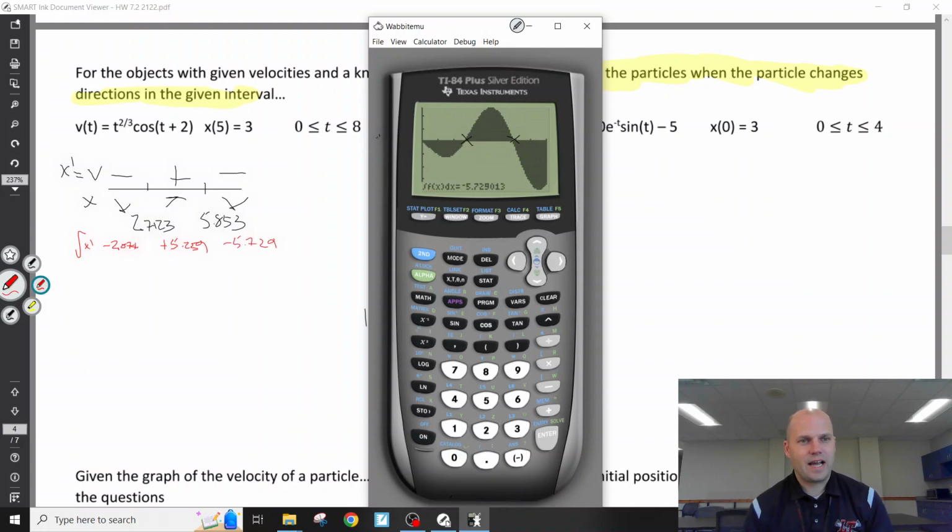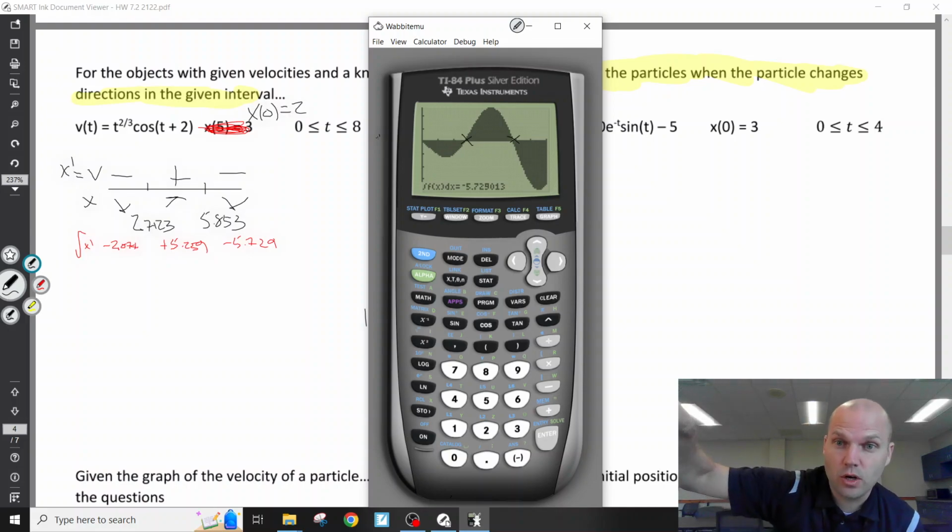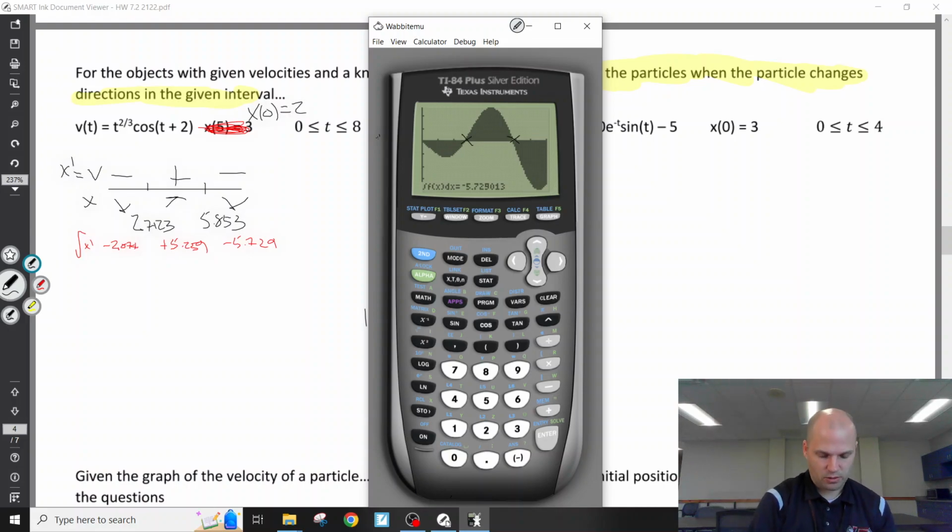Now, I don't like how I gave you x of 5. On your homework for next class, I usually gave you something else, like x of 0 is 2. Which I do on the one on the right, so we'll pay more attention to this on the one on the right. For this one, I think I did this on purpose so that you can find a time in the past and a time in the future.